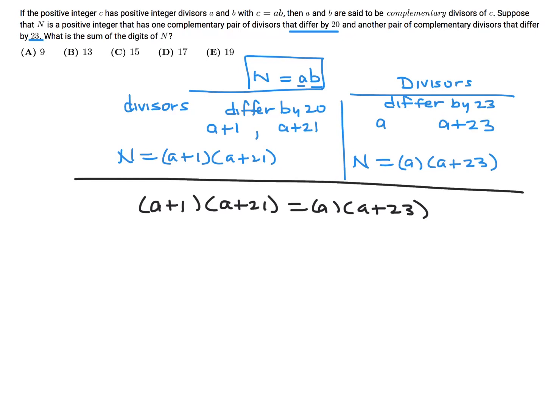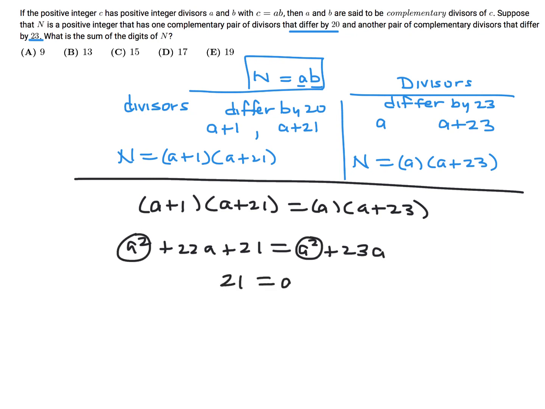All right, so let's see where this takes us. If we were to expand this, we'll get A squared plus 22A plus 21, and this is A squared plus 23A. Okay, the A squareds go, that's really nice, and then 21 is equal to A. Okay, that was nice. And therefore, these divisors, this one would be 22, and this one would be 42, correct? 22 and 42. And on this side, this is 21, and this is 44. 21, 44, 22, 42.